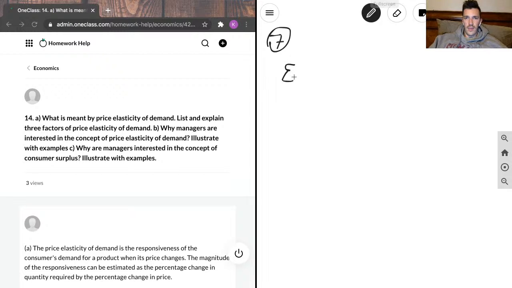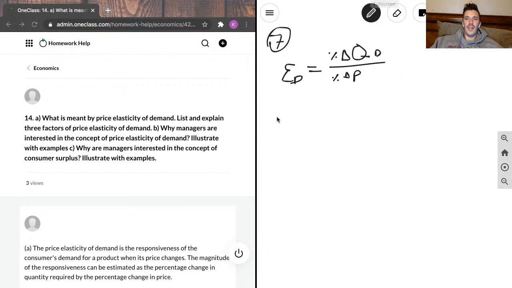So the elasticity of demand formula is going to be the percentage change in quantity demanded over the percentage change in price. And basically, elasticity of demand is how consumers react to a change in price. So there's 3 kind of scenarios here.